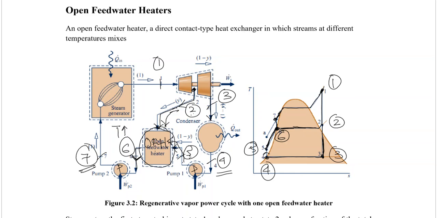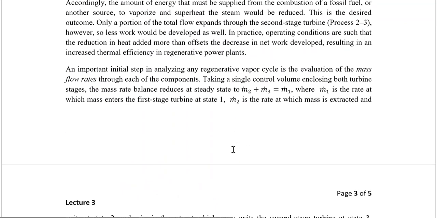Now, if you can imagine, without regeneration, we would be transferring heat at state number 5, while in the regeneration cycle, we are transferring heat at state number 7. So the average temperature at which the heat is transferred in the regeneration cycle is improved now.